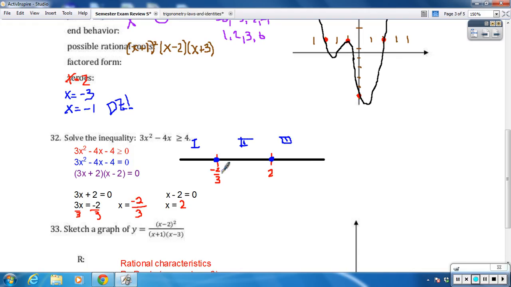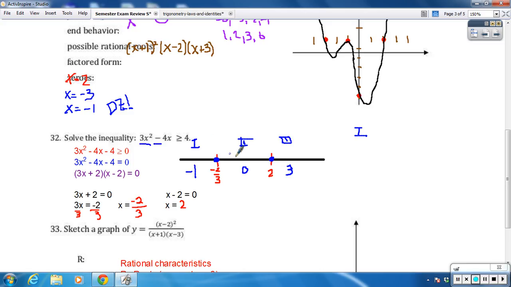So in region 1, my intercept was at negative 2/3, so I'm going to pick a point at negative 1. So that's in region 1. In region 2, I'm going to pick 0 because that's a nice, easy value to use because it's between the 2 points. And in region 3, I'm going to pick something bigger than 2. 3 is the next number bigger than 2 that would be easy to use. I'm going to insert these into the original inequality. It doesn't really matter which inequality you use.